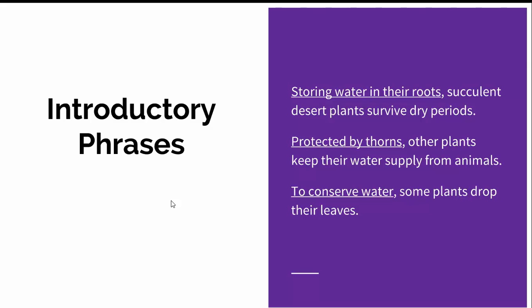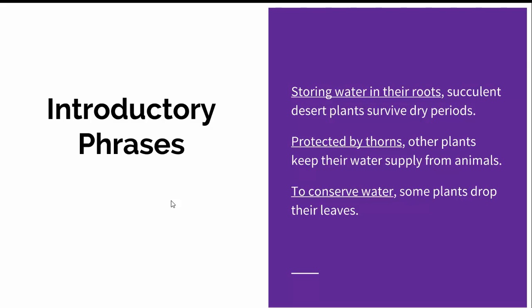Okay? Now, if we move the comma and let's say we put the comma after the word water. Now cover up storing water. In their roots, succulent desert plants survive dry periods. That doesn't really make sense. So we don't want to put the comma after water. We need to choose where it makes the most sense. We need to make sure our entire phrase is grouped together, and so we need the comma after roots.